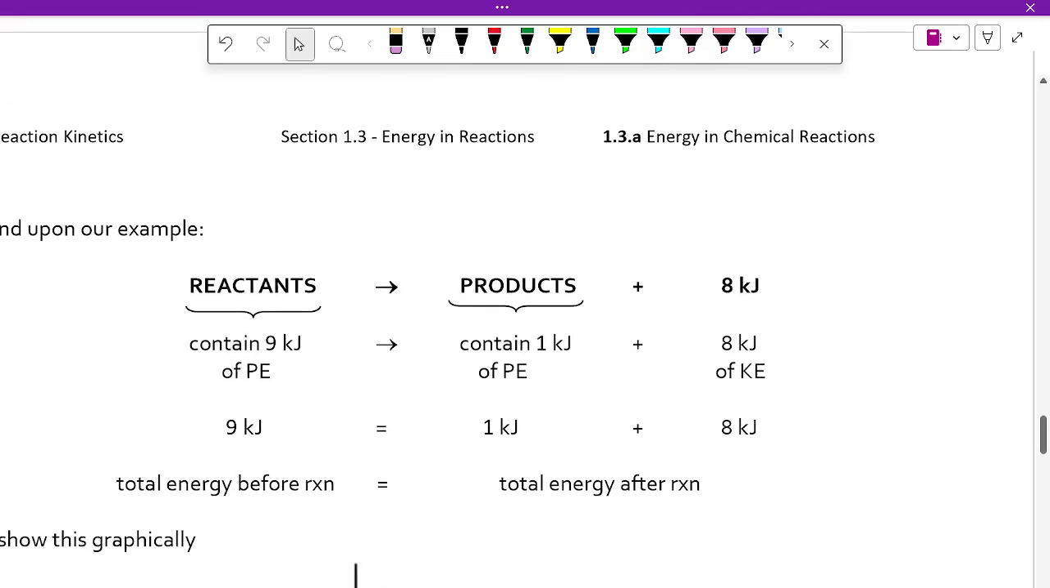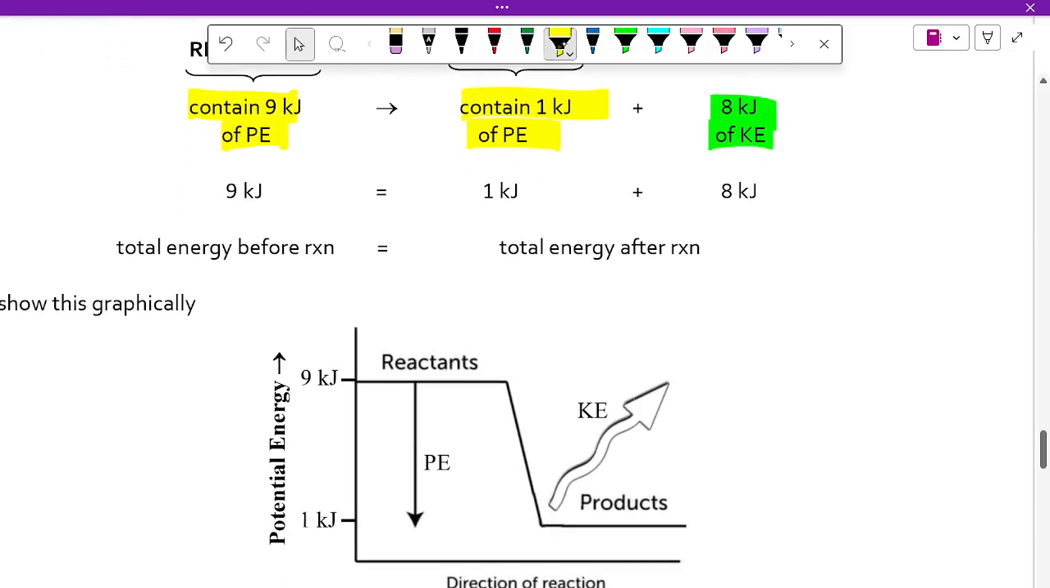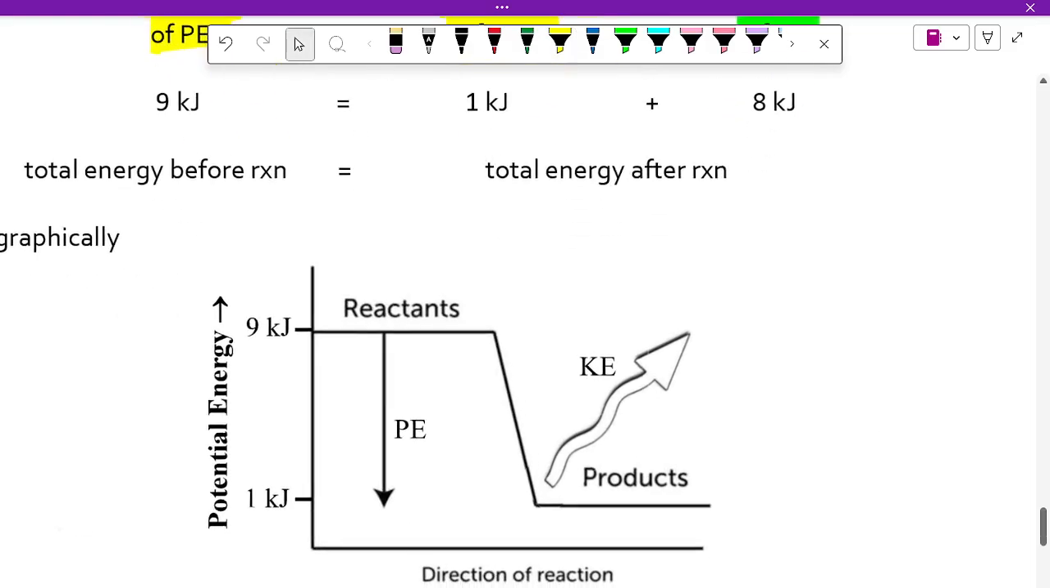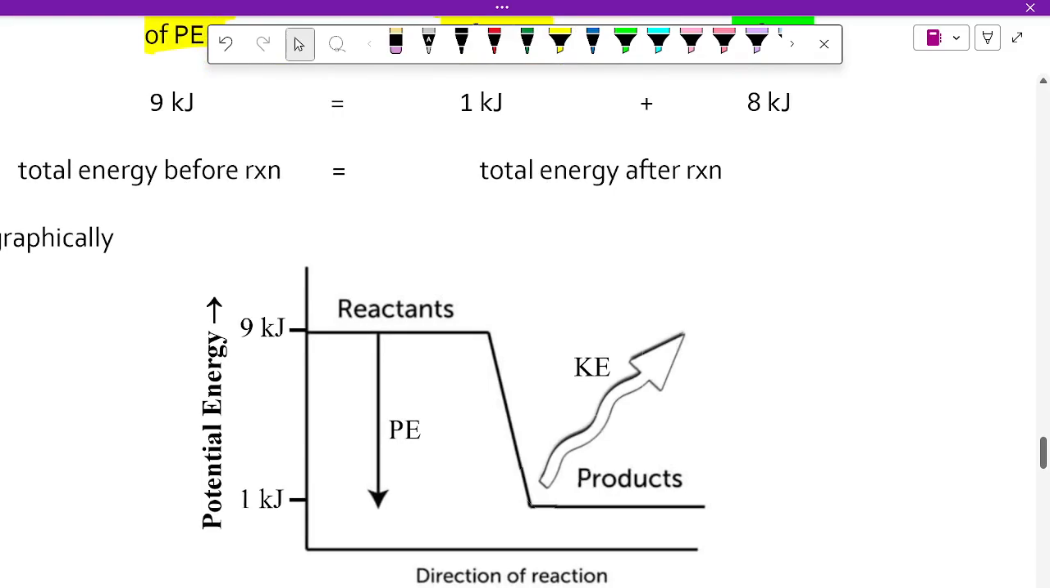All right. So this is just, again, showing that we have our 9 kilojoules of potential energy in our reactants, 1 kilojoule of potential energy in the products, and then we would have to have 8 kilojoules of kinetic energy in the products so that it both equals 9. Total energy before equals total energy after. On our potential energy diagram, if you exit a building, which way do the stairs go? The stairs go down. And you can see on this potential energy diagram for an exothermic reaction, the graph goes down.